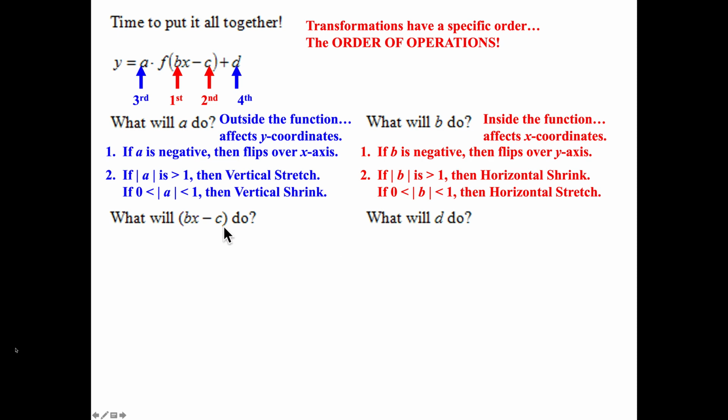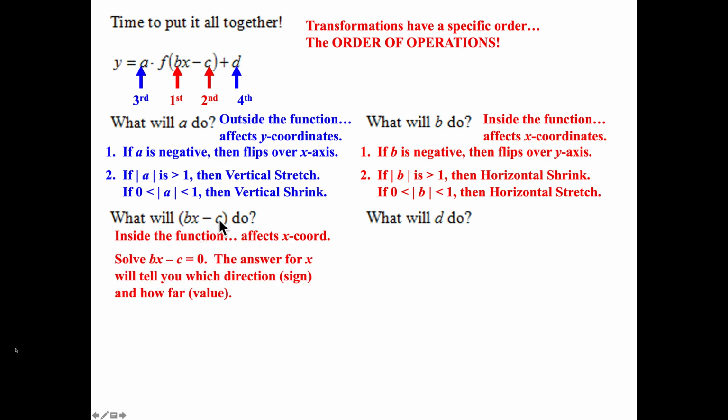Now, on the inside, bx minus c, here's a great trick. Remember I said earlier, it's in parentheses, set the whole thing equal to 0, and solve it for x. This will tell you the appropriate sign, the direction you want to go, and how far. It takes into account whatever you multiply to b. Okay?